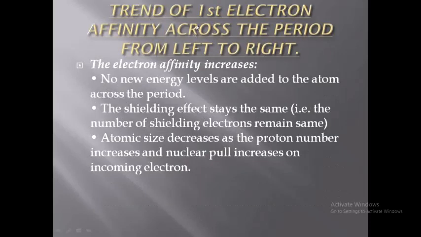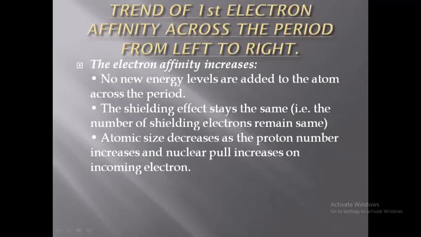For the trend of first electron affinity across the period, the electron affinity increases from left to right in the periodic table. The reasons are, across the period from left to right, no new energy levels are added to the atom. So the atomic size is not increasing. The incoming electron is added to the outermost shell, where the nuclear pull is holding that electron.